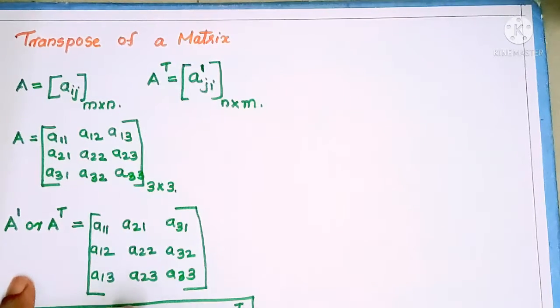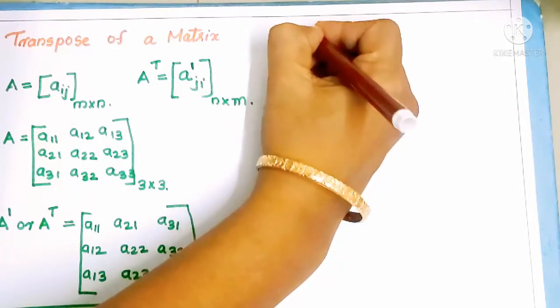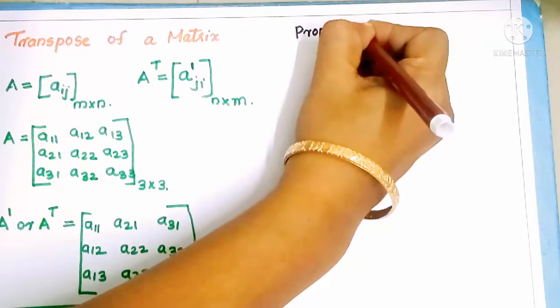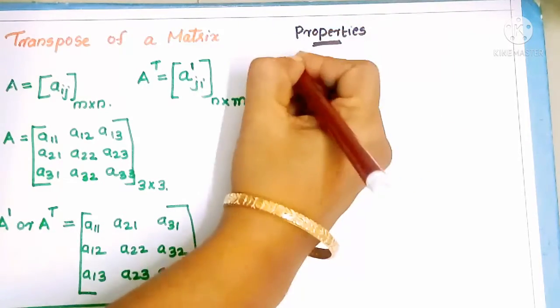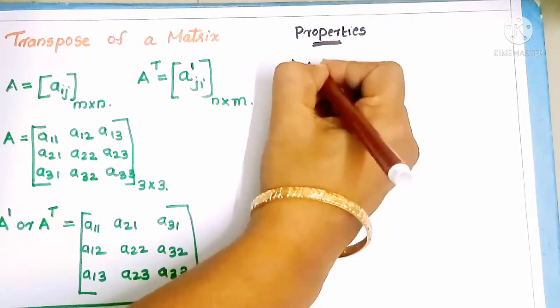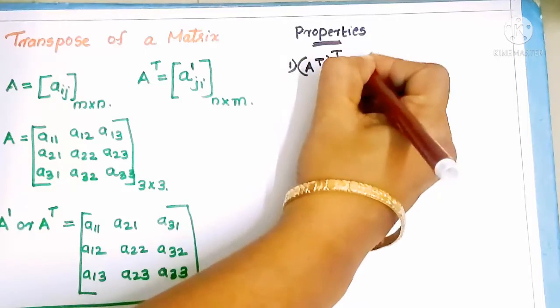Also let's move to the properties of the transpose of a matrix. What are the properties? First property: (A transpose) the whole transpose should be equal to A.